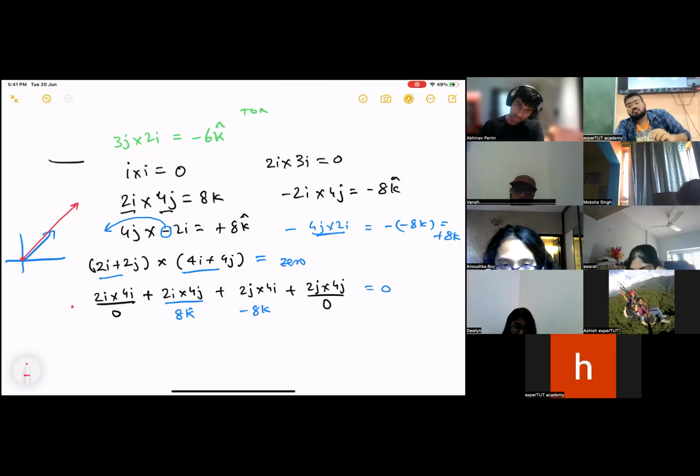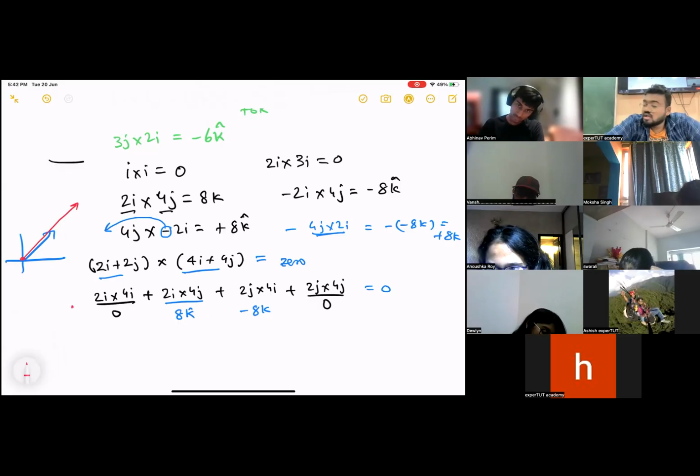Sir, why is 2j into 4i minus 8k? Because you are doing cross of 2j and 4i. Do you understand the 8 part or the minus? The minus part, I didn't get. The minus part. So you are doing a cross. The first vector is j, y-axis. And the second vector is x-axis. If you start curling your hand from the y-axis towards the x-axis, imagine an xyz axis, you will see that your thumb will point towards minus z.